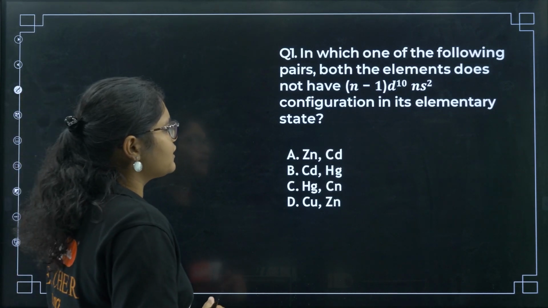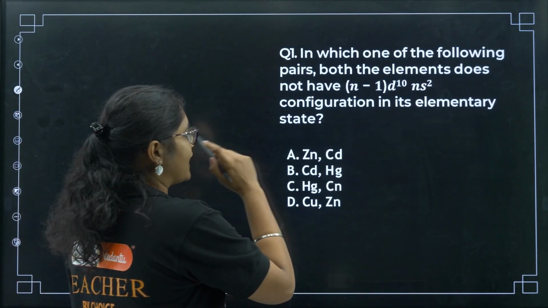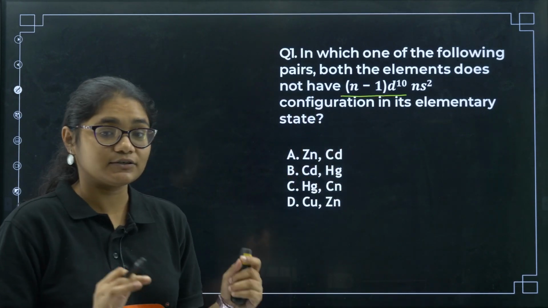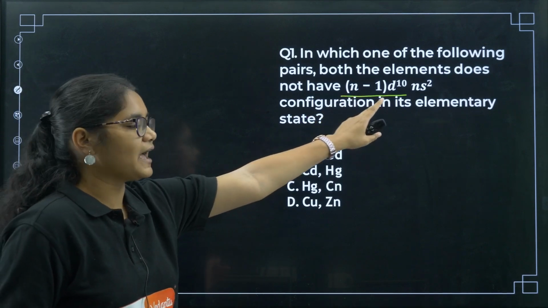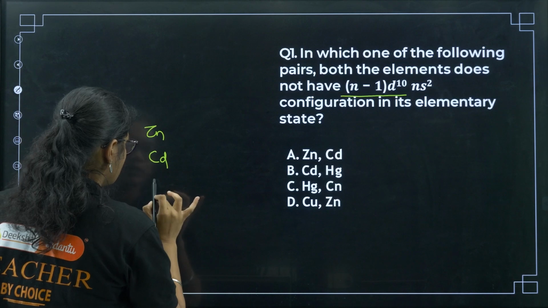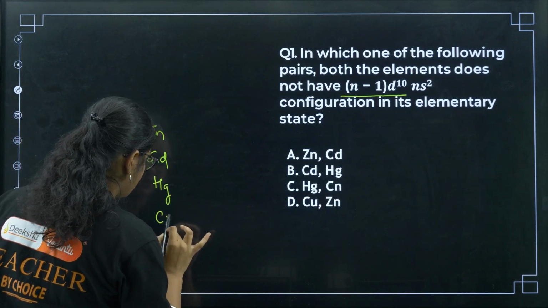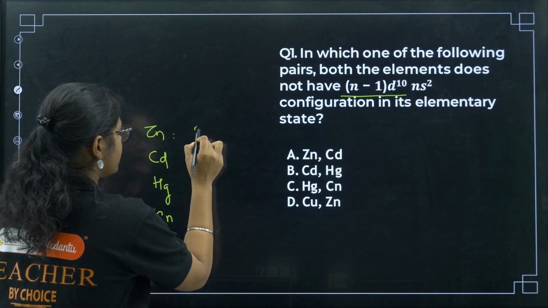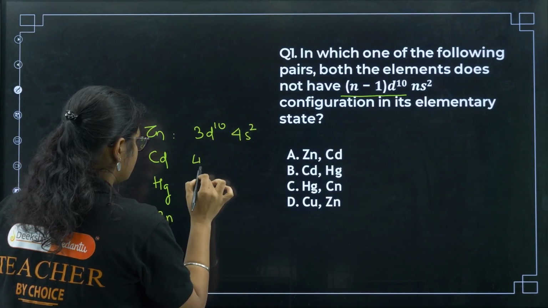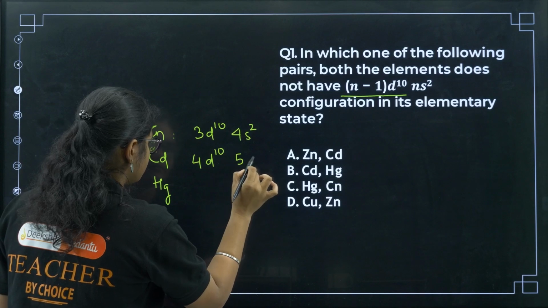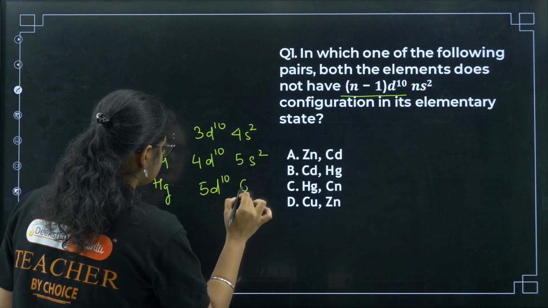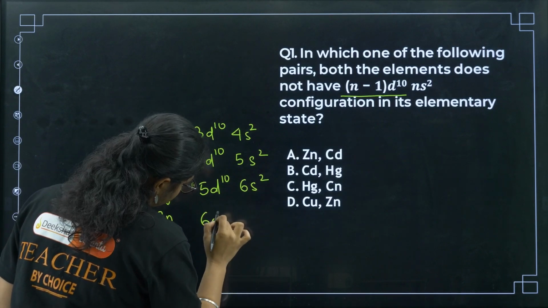In which one of the following pairs both the elements do not have (n-1)d10 ns2 configuration? Both the elements do not have this configuration. Let us first write down the zinc, cadmium, mercury and Cn configurations. Zinc is 3d10 4s2, cadmium 4d10 5s2, mercury 5d10 6s2, and Cn 6d10 7s2.